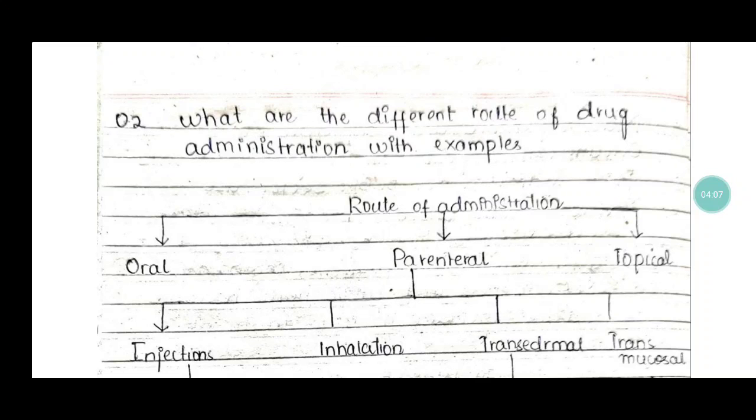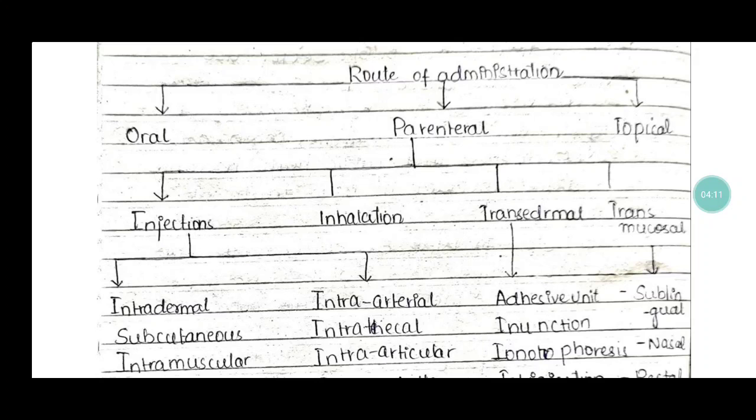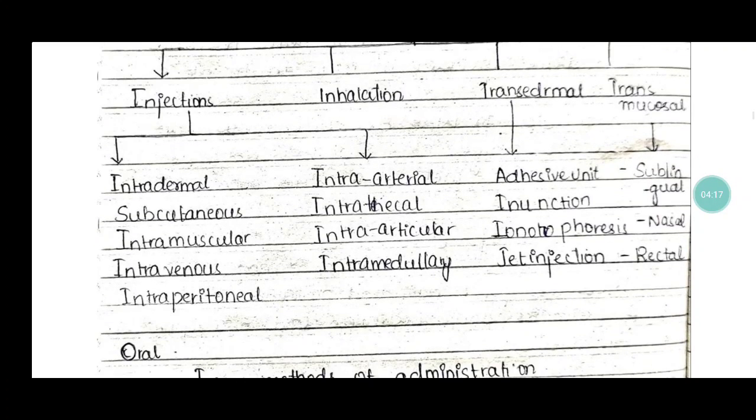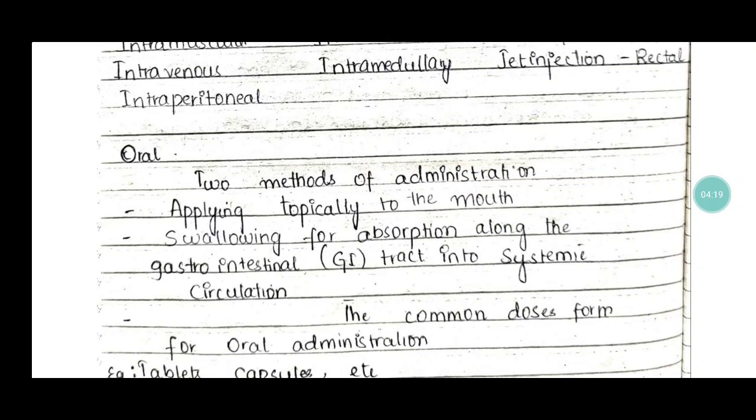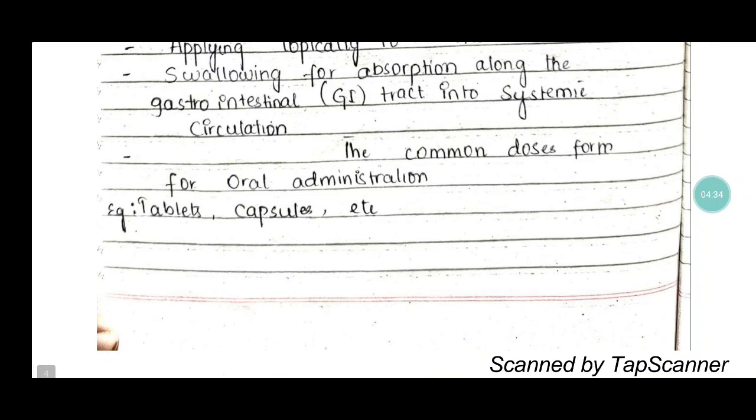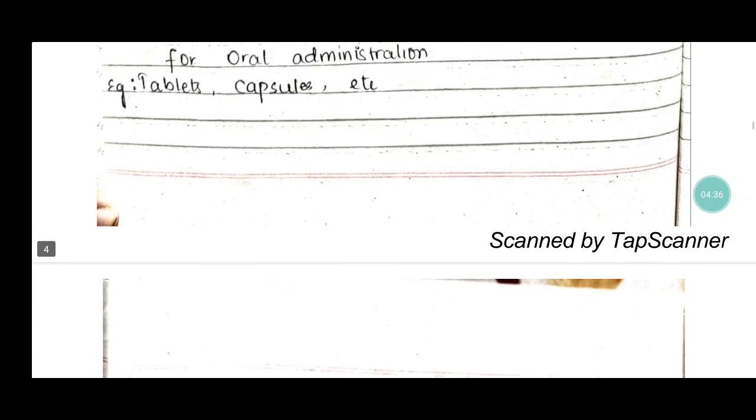So routes of drug administration: oral, parenteral and topical. In parenteral there are injections, inhalations, transdermal and mucosal. For oral, there are 2 methods of administration: by applying topically to the mouth, and by swallowing with absorption along the GI tract into the systemic circulation. The common dosage forms for oral administration are capsules, tablets, etc.